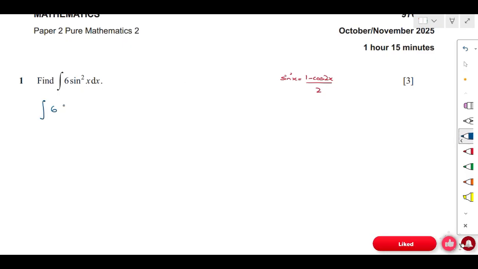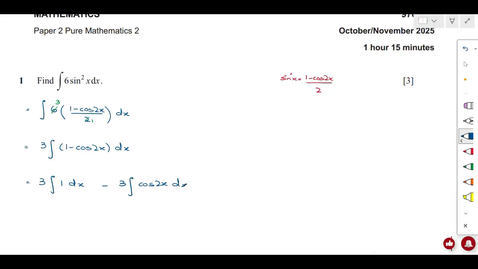So in the integration we have 6 times (1 minus cos 2x) divided by 2 with respect to x. Simplify: 2 times 1 is 2, 2 times 3 is 6. Now in the next step you can take 3 outside, and here we have 1 minus cos 2x dx. So 3 is outside, the integration of 1 dx minus 3 outside, integration of cos 2x dx.